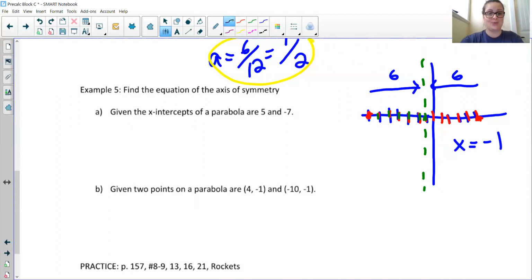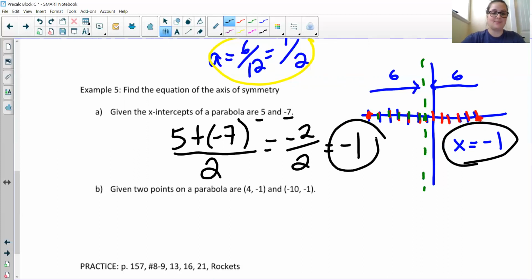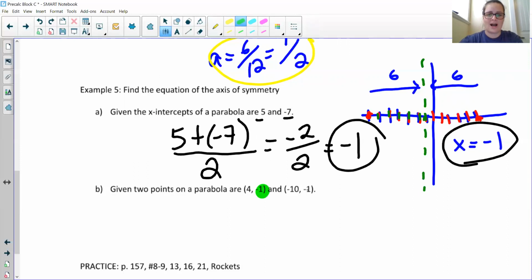So to find the axis of symmetry when you're given two x-intercepts, you take your two x-intercepts, you add them together, and then because you're trying to find the middle point, you're going to average them, which means you're going to divide by 2. So 5 plus negative 7 is negative 2. Negative 2 divided by positive 2 is negative 1. And ooh, look at that. We got the same thing. The 2 points that you're given to find the axis of symmetry do not actually have to be the two x-intercepts. They just have to be directly opposite each other on the parabola. And how you can tell that from a point given is that they'll have the same y value.